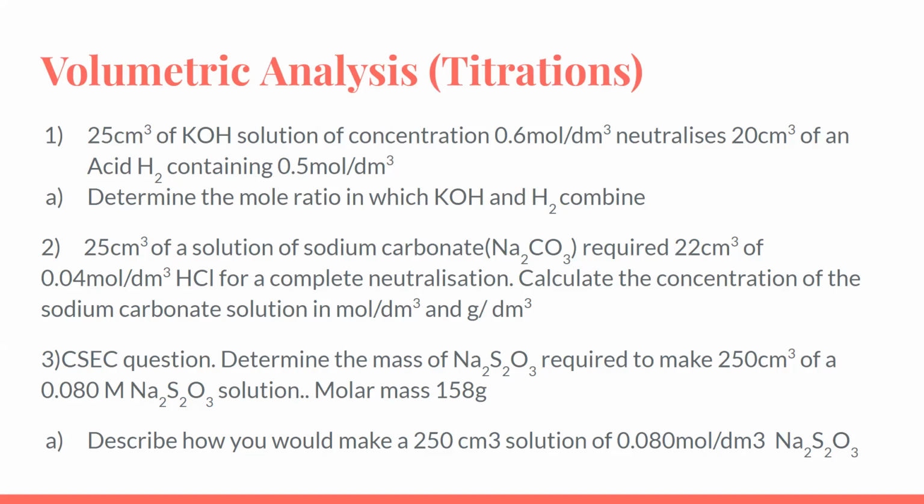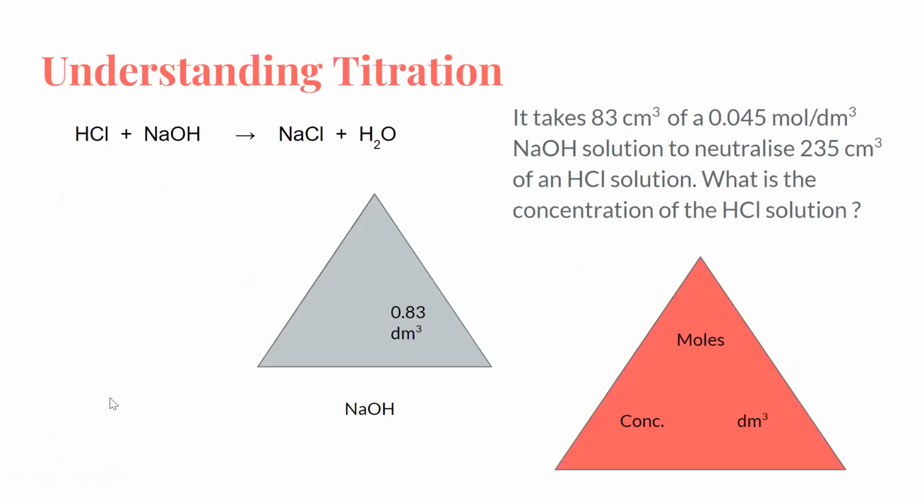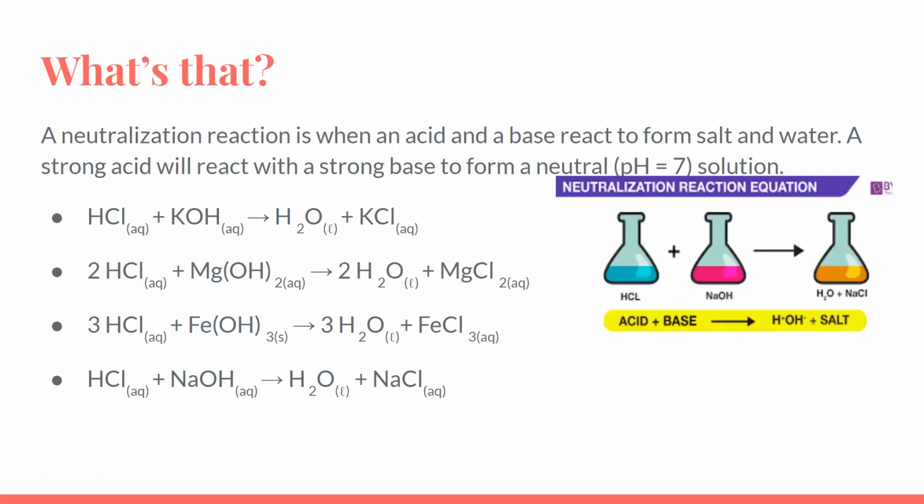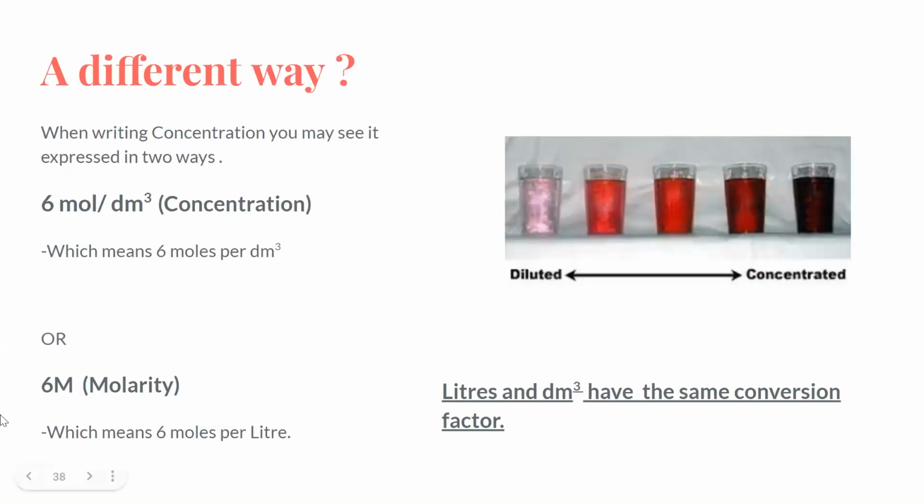So it says determine the mass of sodium thiosulfate required to make 250 cm cube of 0.80 molar. Now we know that molar is the same as moles per dm cube, right? Let's go back here. We know that 6 big M is the same thing as 6 moles per dm cube. It's just a different way of writing things. Sometimes you might see this in CXC, but do not be confused, it's the same thing.